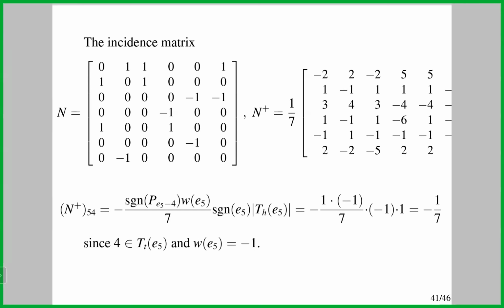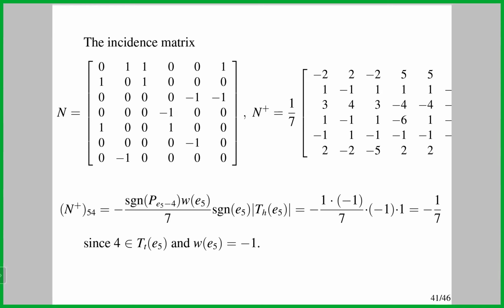And W of e_5: if you look at the fifth column of the incidence matrix, you see that those are both negative. So this W of e_5 is -1. Then sigma of e_5: e_5 is a negative edge. So that's why sigma of e_5 is -1. And then what would be this fourth entry?